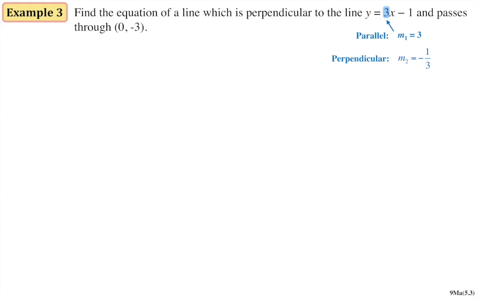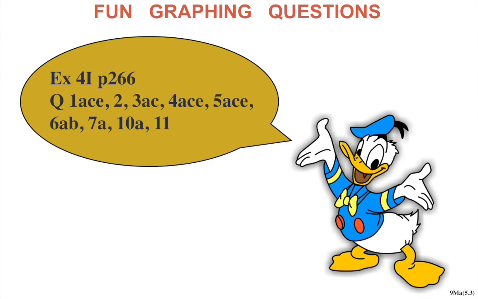There's our perpendicular gradient. We also know the y-intercept, so let's use our formula. y equals mx plus b. We know m for the perpendicular line, we know the b, so it's y equals minus 1/3 x take 3. This will also work using y minus y1 equals m bracket x minus x1, but this is the fastest way to do it. Try some questions now and enjoy the experience.